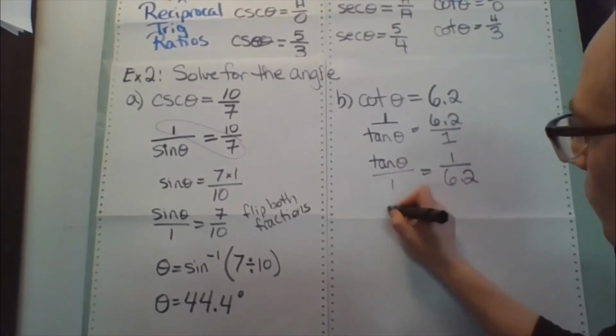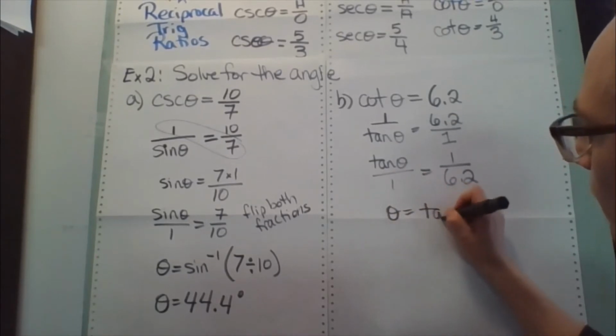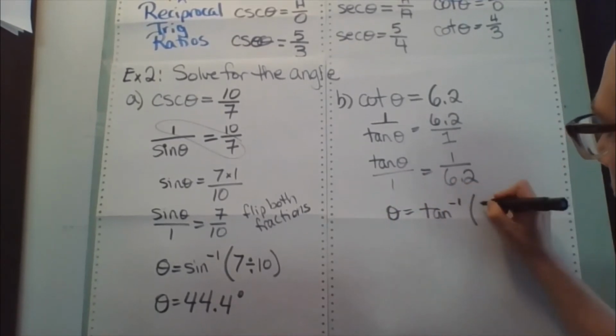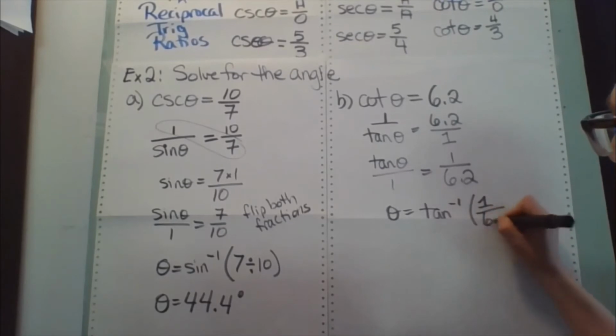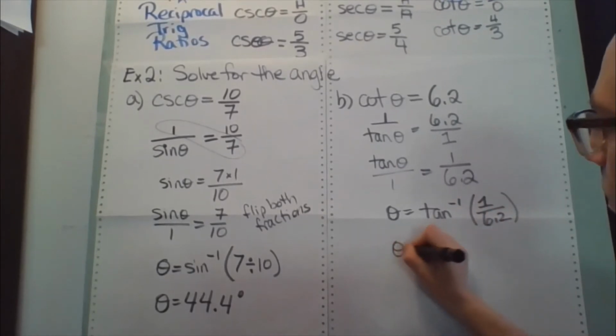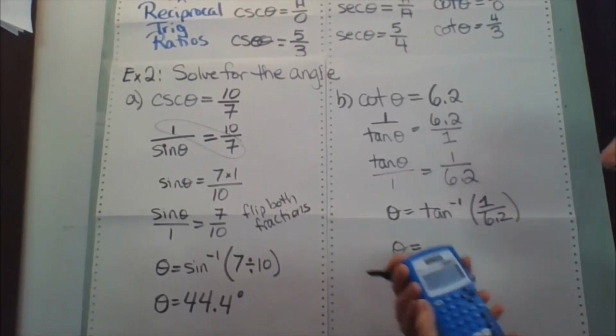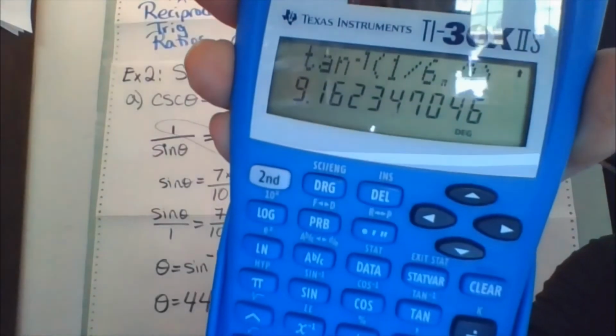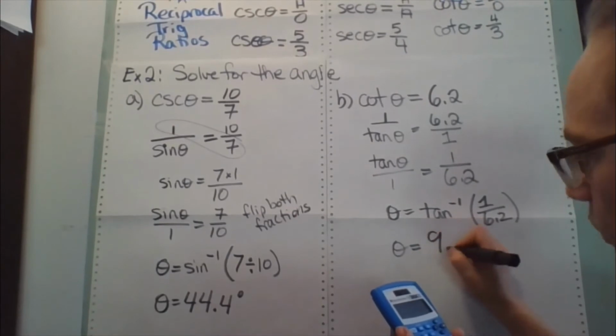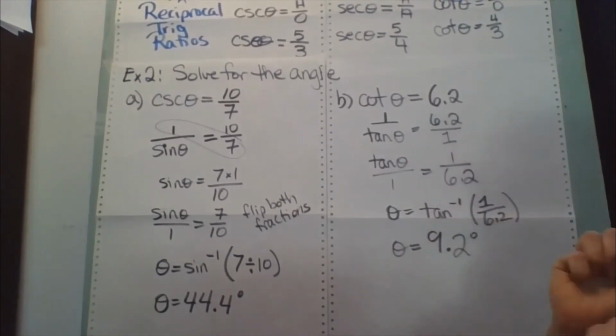Get your theta alone. So you have to do tan inverse, so your second function, of 1 divided by 6.2. Type that in. So you get tan inverse 1 divided by 6.2, and it gives you 9.2 degrees. Good.